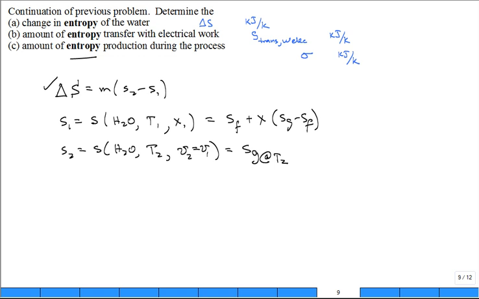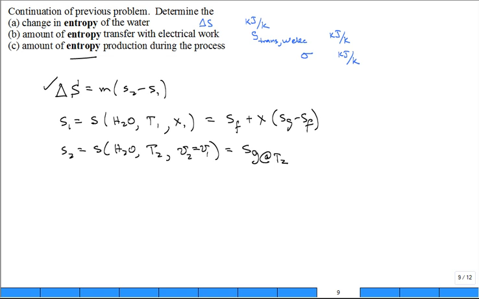Now, how about the amount of entropy transfer with the electric work? I'm going to give you a second to think about that and give me the answer. So who knows the answer for part B? Anybody? Okay, can you tell me? Is it going to be negative? Is it going to be 0? Or is it going to be positive? Take a guess. Negative, 0, or positive?